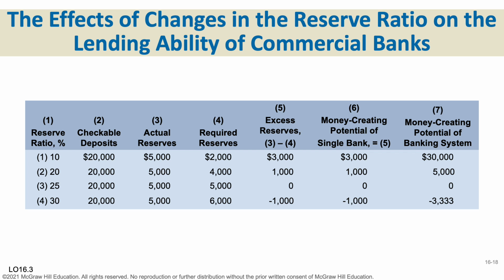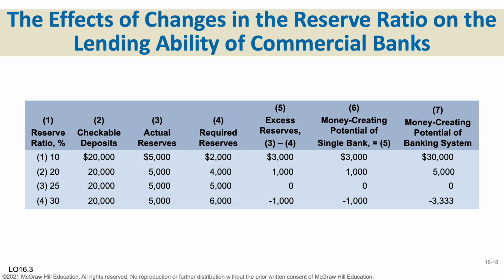A single bank can only loan out the amount of their excess reserves. So the most money that a single bank could create is $3,000, just the amount of their excess reserves. But the entire banking system can loan out a multiple of excess reserves. So we would calculate our money multiplier, which is 1 divided by the required reserve ratio. So 1 divided by 0.1, which is 10% is 0.1. 1 divided by 0.1 is 10, so 3,000 times 10, the entire banking system could create 30,000.